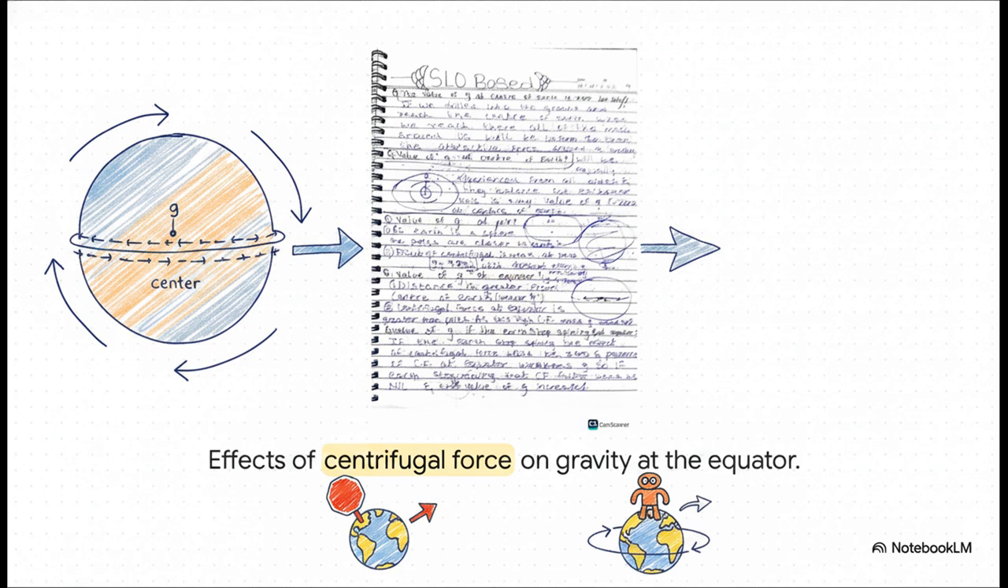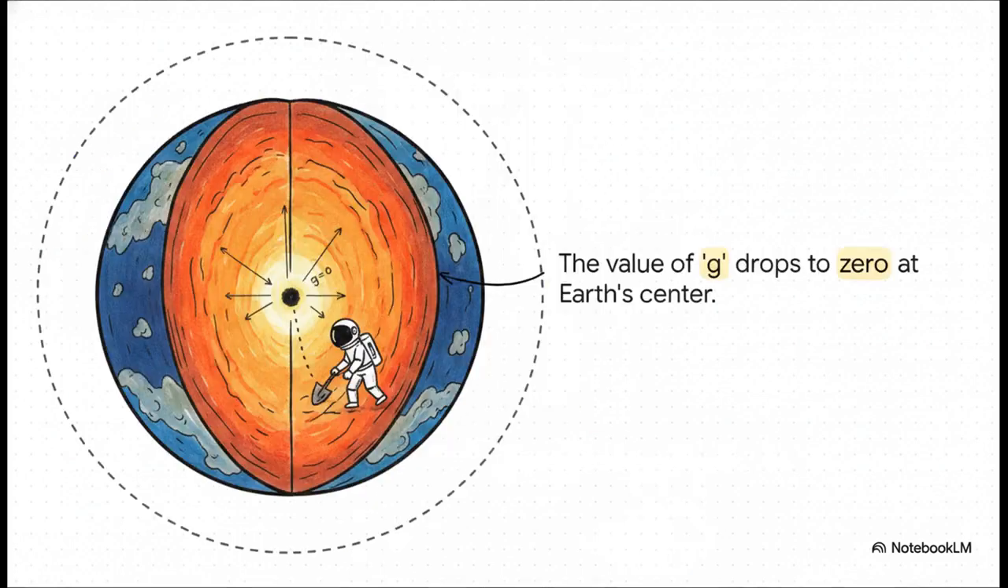Second, the Earth is spinning. This rotation creates a centrifugal force at the equator, literally a pushing force that acts against gravity. If the Earth suddenly stopped spinning, this centrifugal factor would vanish, and the value of gravity at the equator would instantly increase. This leads to an even more counterintuitive scenario.